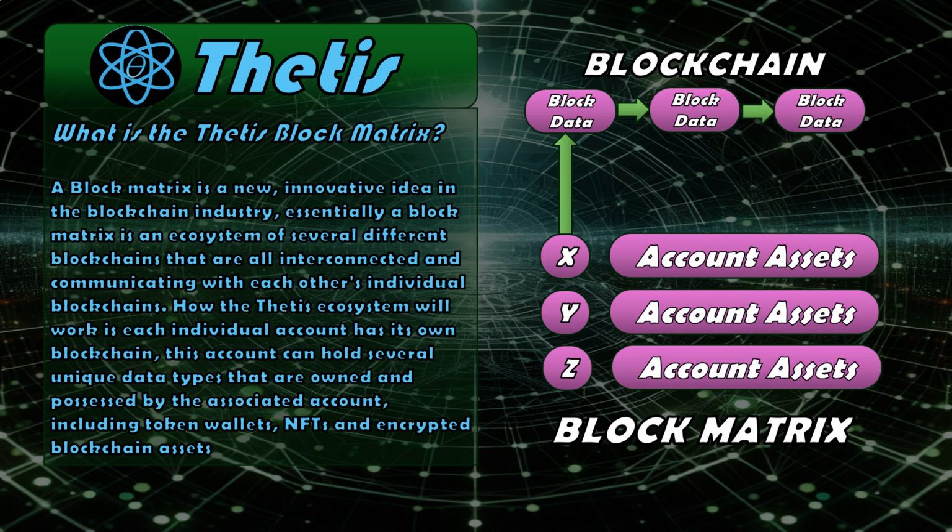So, what is a block matrix? What is the Thetis block matrix project? A block matrix is a new, innovative idea in the blockchain industry. Essentially, a block matrix is an ecosystem of several different blockchains that are all interconnected and communicating with each other's individual blockchains. How the Thetis ecosystem will work is each individual account has its own blockchain. This account can hold several unique data types that are owned and processed by the associated account, including token wallets, NFTs, and encrypted blockchain assets, which we'll get into in a second.